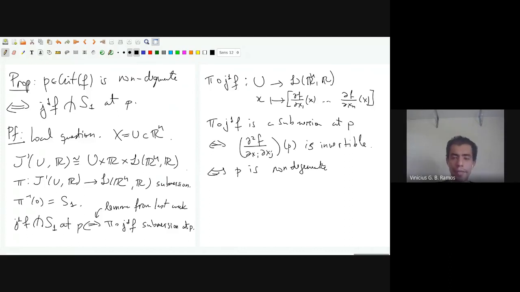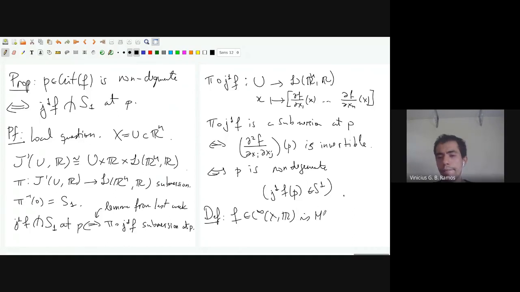I'm assuming that j1f(p) belongs to S1, so I'm assuming that I actually have a critical point. Otherwise you can't even talk about a non-degenerate critical point. So to finish, let me make the definition. You say that a function f is Morse if every critical point is non-degenerate.